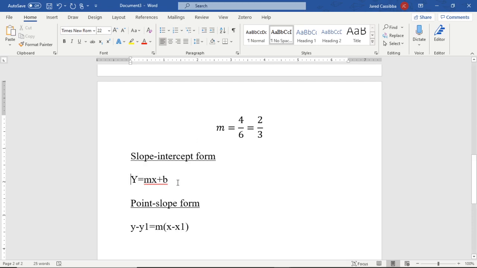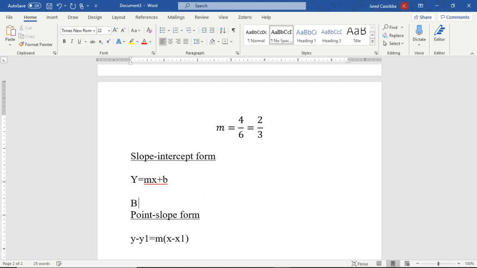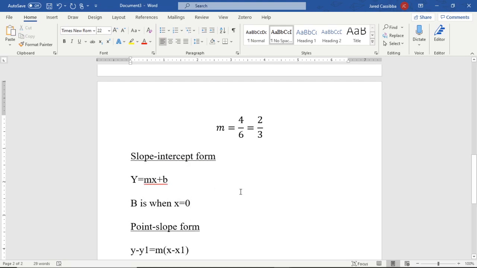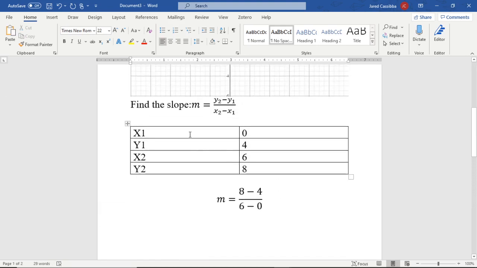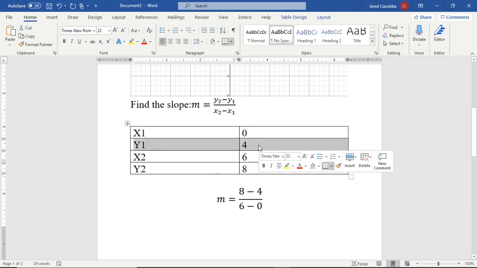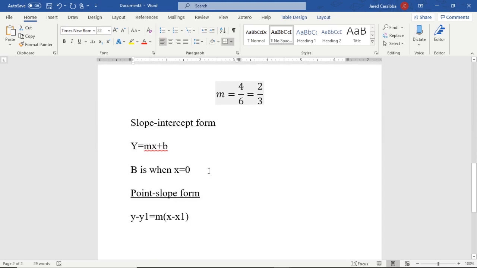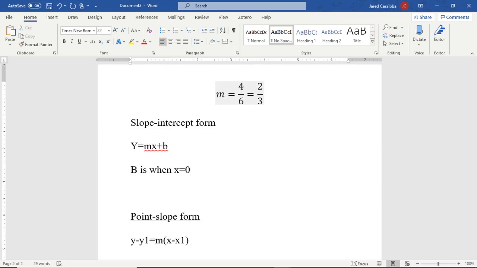Alright, so slope-intercept, we need two things. We need the slope and this thing called the intercept. Well, b is the value when x equals 0, which we have. That is one of our points. It's right here. X is 0 and that's our x1. So that means our intercept is 4. Okay, so this one, fairly straightforward. Y equals our slope, 2/3 x plus 4. So that's the slope-intercept form.